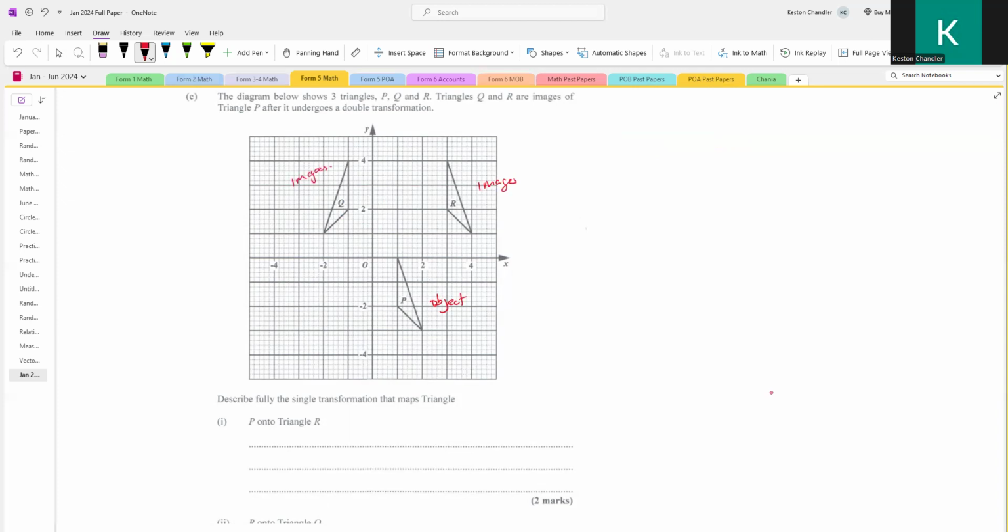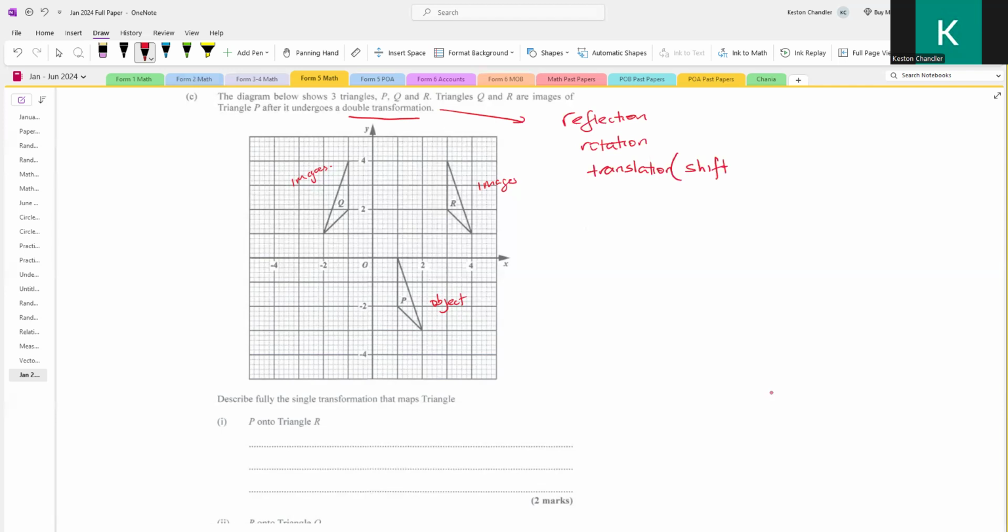After it undergoes a double transformation. Now, different types of transformations could include things like a reflection, a rotation, and what we call a translation. Another word for translation is a shift. You take something here and you shift it across here.